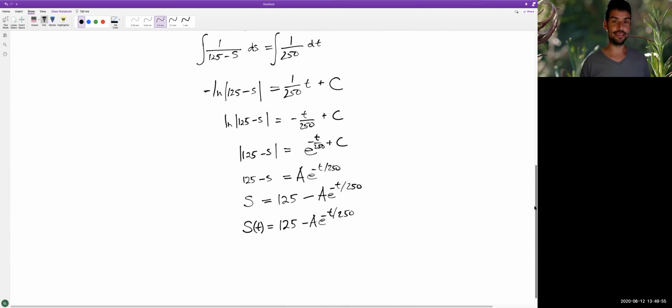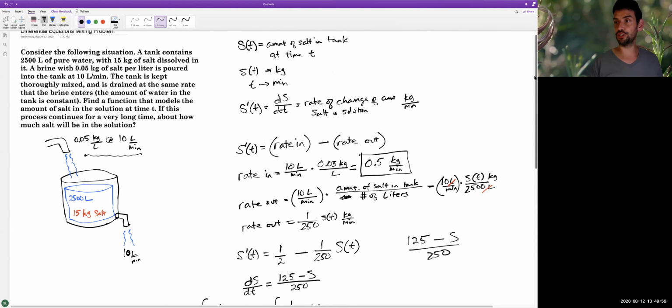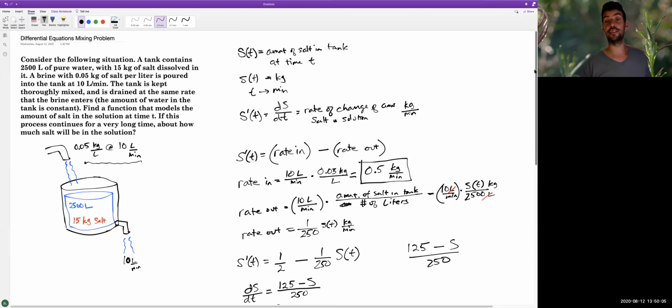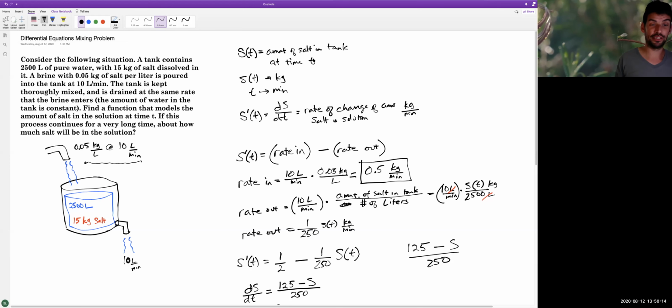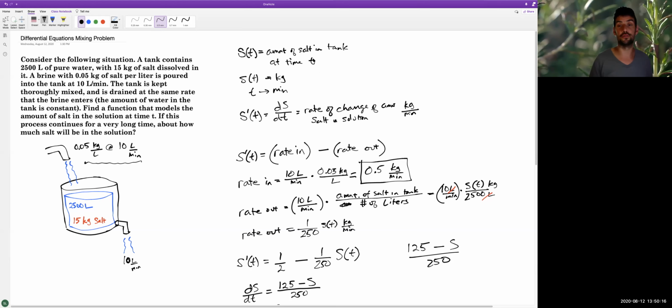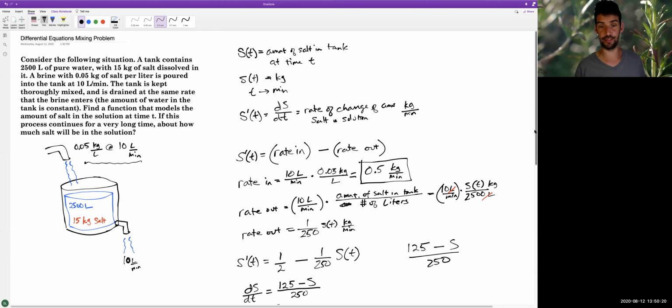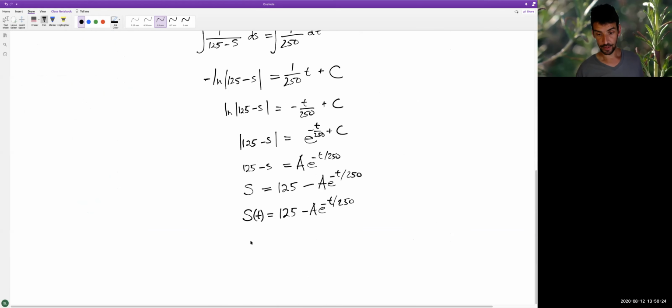Well, it wasn't explicitly stated, but there is an implied initial condition in here, right? The phrase initial condition wasn't used, but remember what S is. It's the amount of salt in the tank at time t. I guess more specifically, t is the moment the clock starts running when we turn on this inflow and outflow of water. So at the moment we start this process, we know exactly how much salt is in the tank, 15 kilograms of salt.